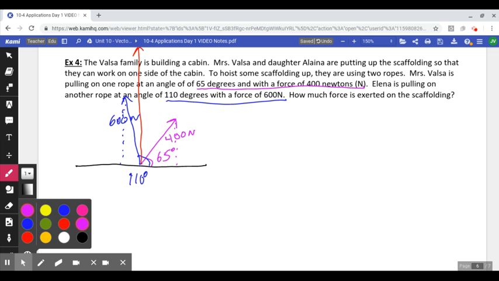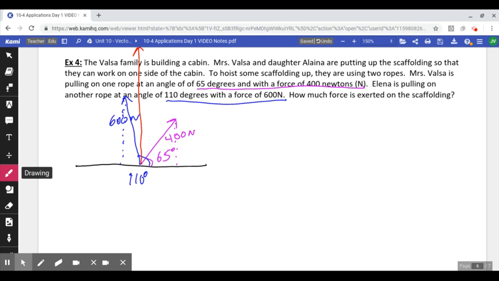So let's work with the purple one. So we want that vertical piece there. So that's the y. It's opposite over hypotenuse is going to be the best thing to use here. And our hypotenuse is 400. And remember, opposite and hypotenuse is the sine. And then we'll take the sine of 65 degrees here, which is going to be about 363. Take a second or two, pause the video, type it in your calculator.